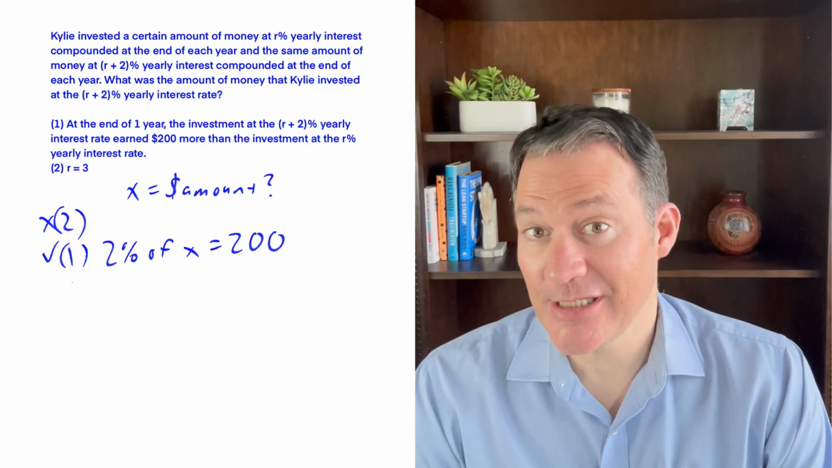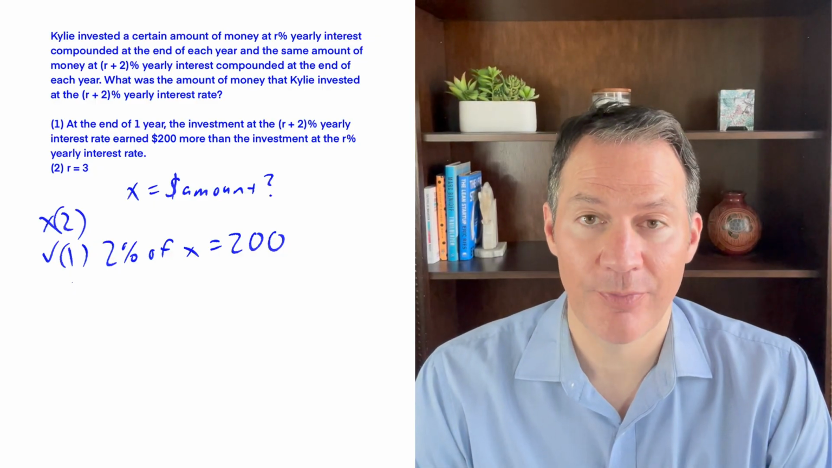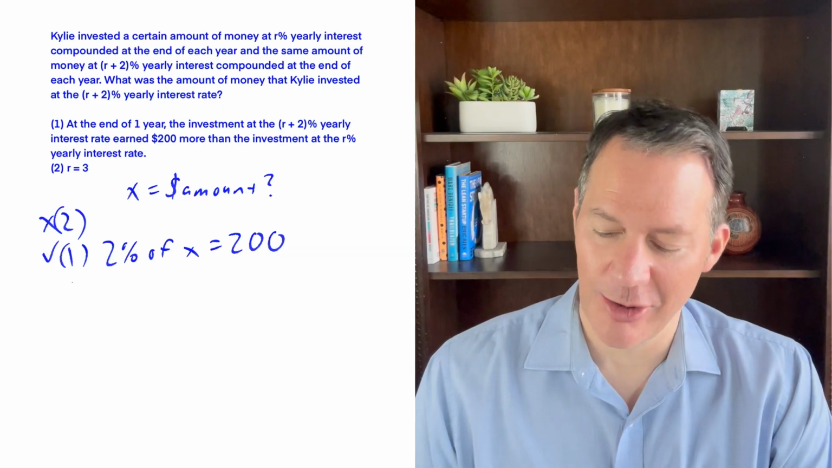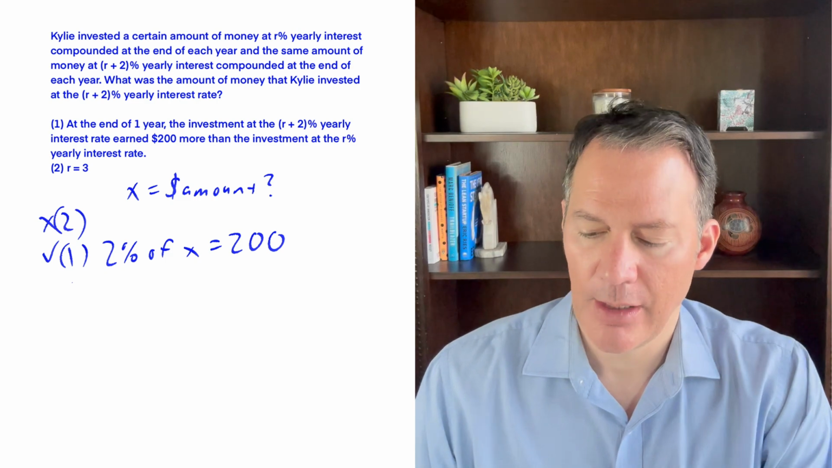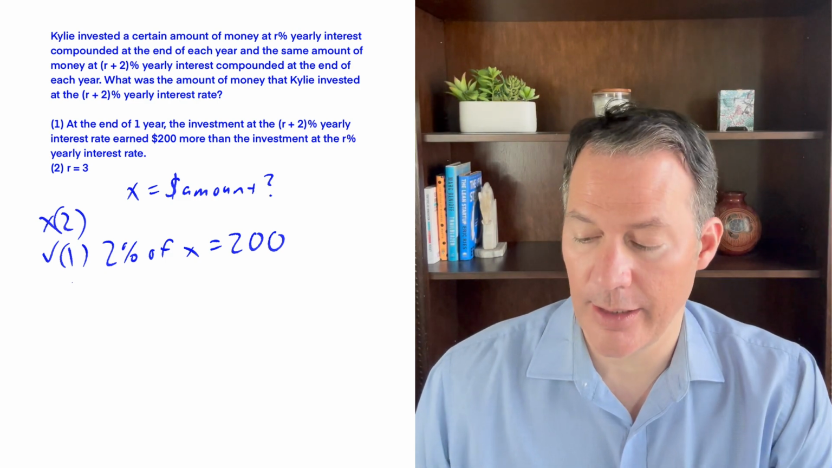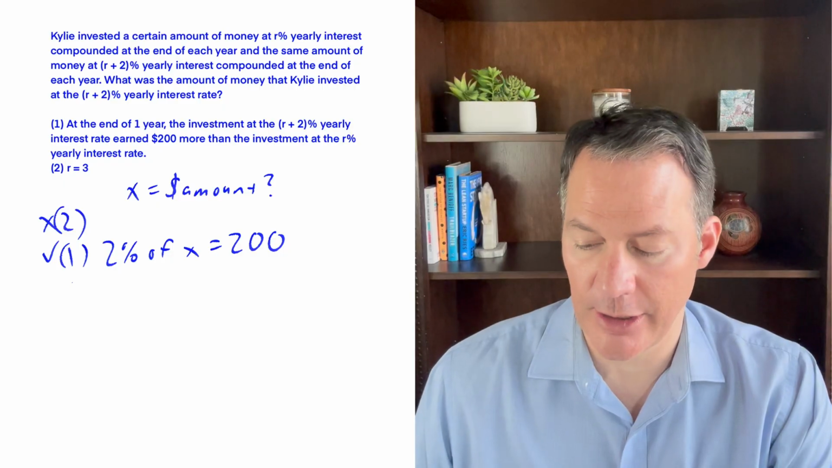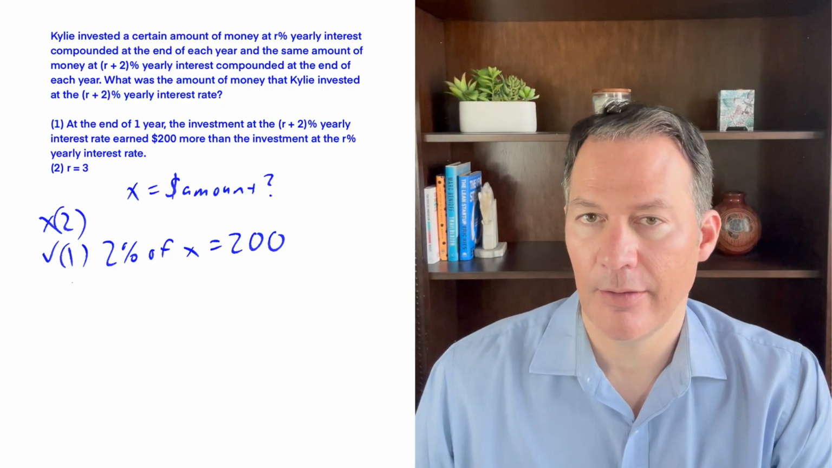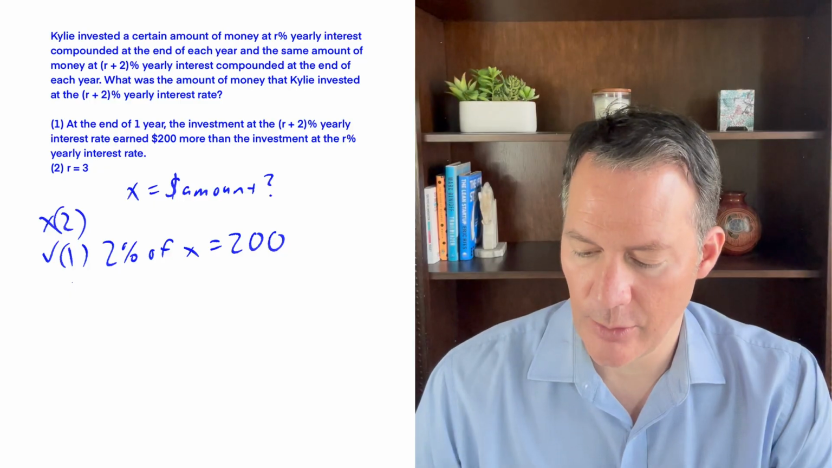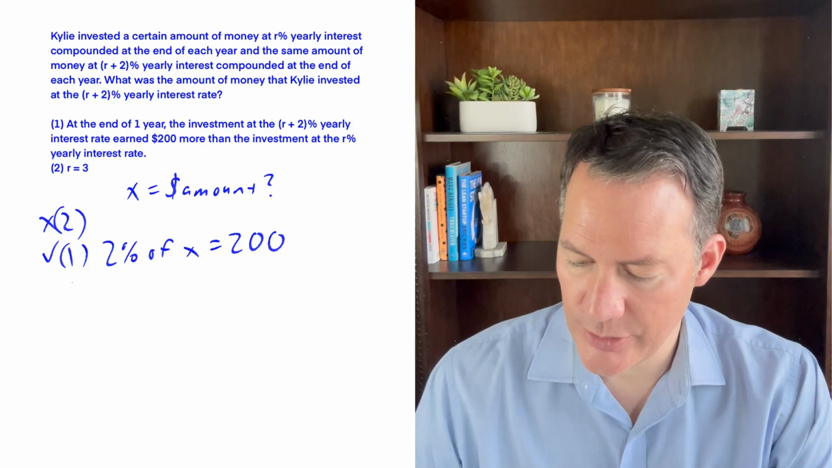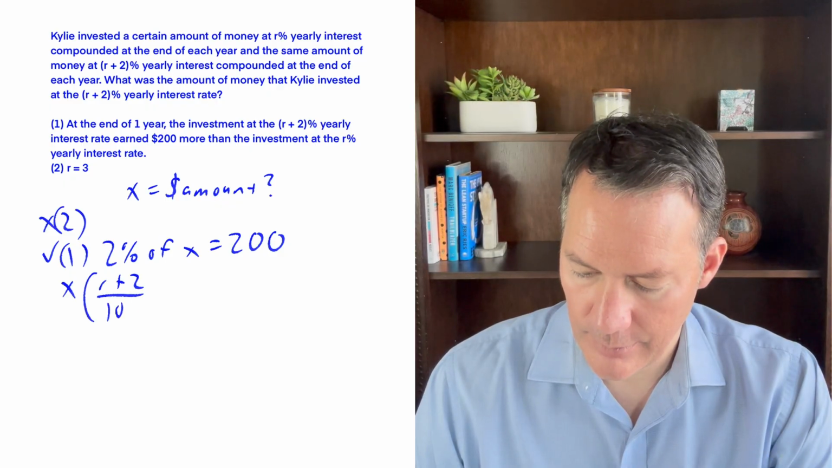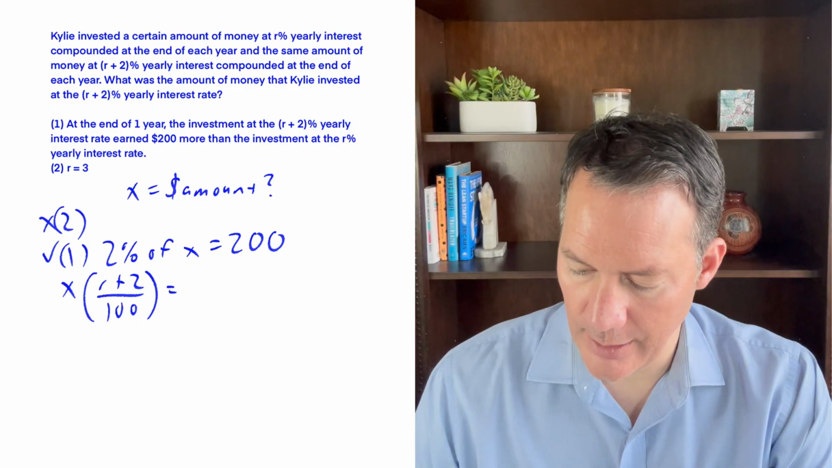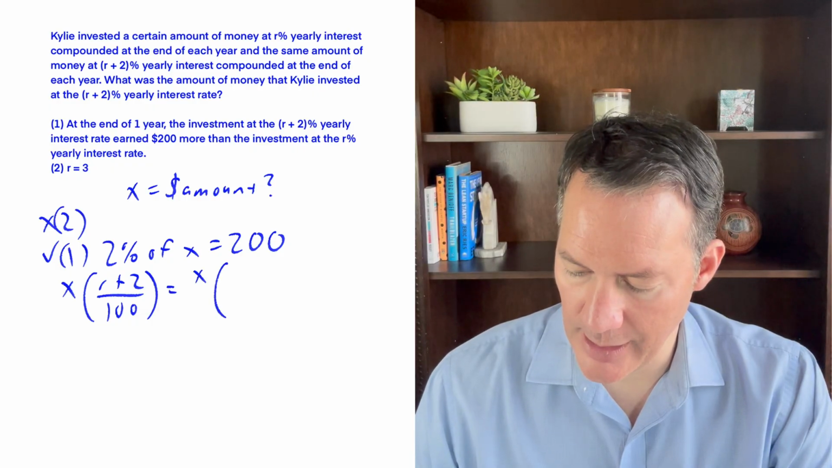Okay, but let's say you didn't actually see that and you felt like you had to do algebra. So it is doable with algebra. It's longer and slower and not generally recommended, but let me show you just for demonstration purposes. So again, we know that there's no compounding yet, right? Because it's the first year. So the interest is simply going to be the principal times the interest rate. So we know that the higher interest rate account, that's going to earn X times R plus 2 over 100. And then the lower interest rate account will simply be X times R over 100 plus 200.